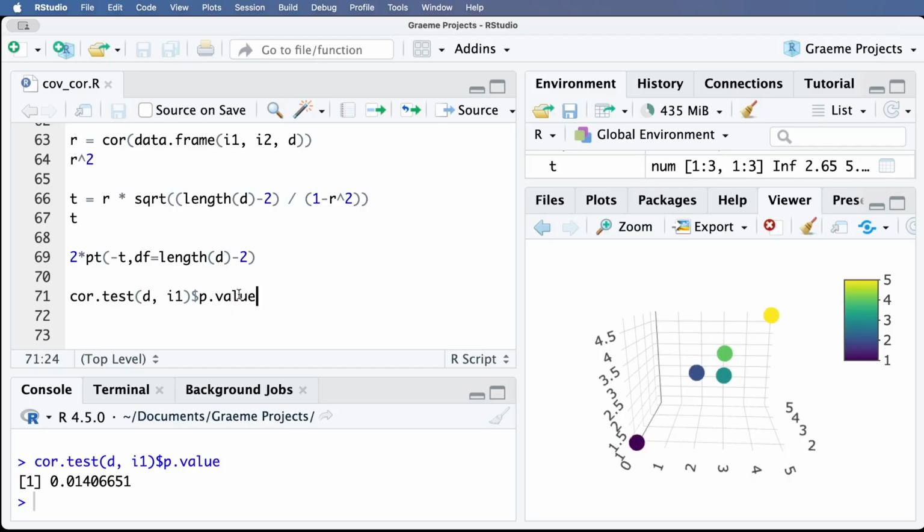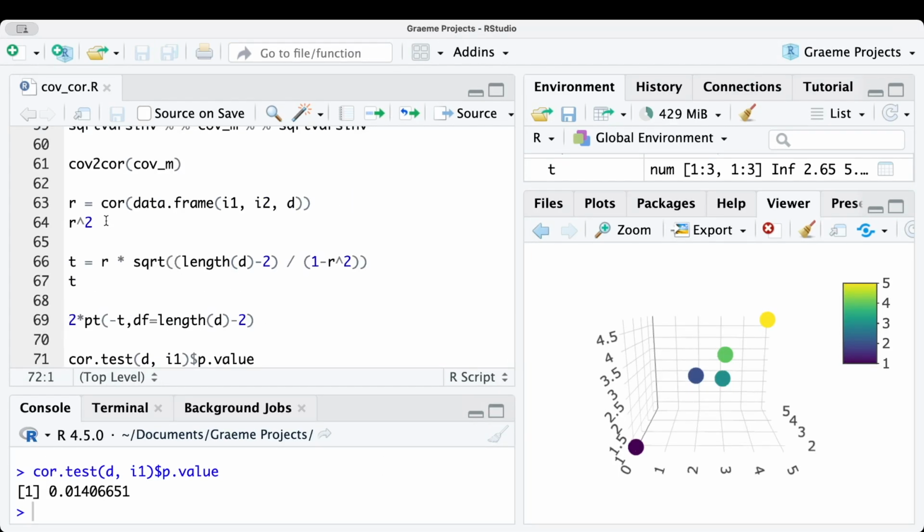So in this case, since this p-value is less than 0.05, we can conclude with decent certainty that as you vary D, I1 will be expected to change in a more or less predictable fashion. So that's all this p-value here tells you.